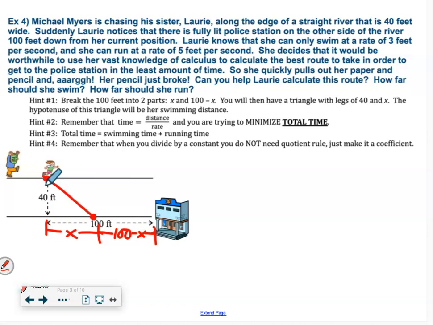All right. We don't want to introduce any new variables, but we need to find the hypotenuse of this triangle because that's her swimming distance. Is there a way that I could find the hypotenuse of this triangle? 40 squared. Yeah, just the Pythagorean theorem. This is the square root of 40 squared plus x squared, or the square root of 1600 plus x squared. That's a plus.